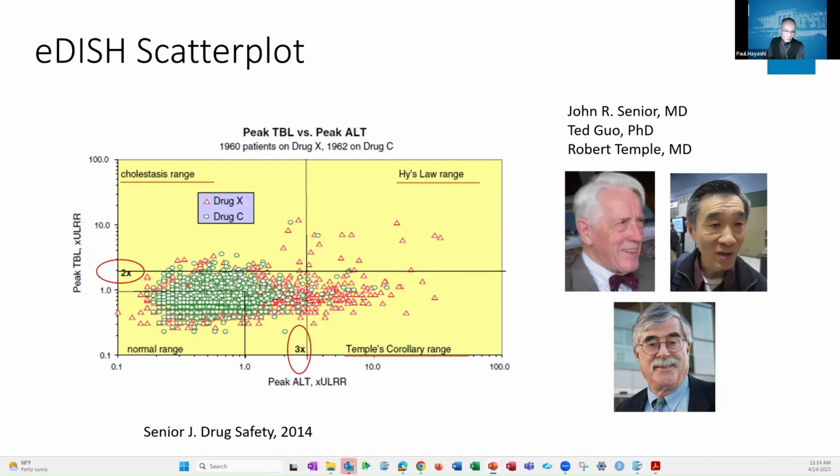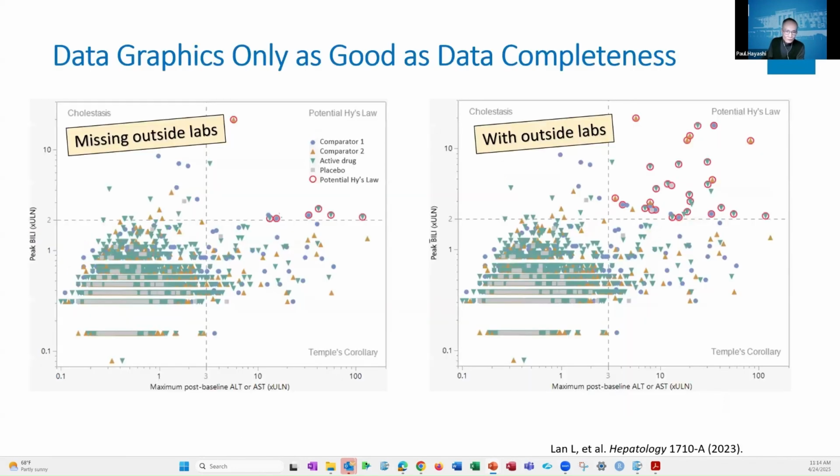Now, but there are problems with E-dish. Some are inherent, some are just how it's used. So one is how it's used. Like any screening tool, or any tool really, it's only as good as the data completeness. And E-dish is a screening tool. I like to say it's like a fishing net. You want it fairly tightly woven, and you want it pretty big.